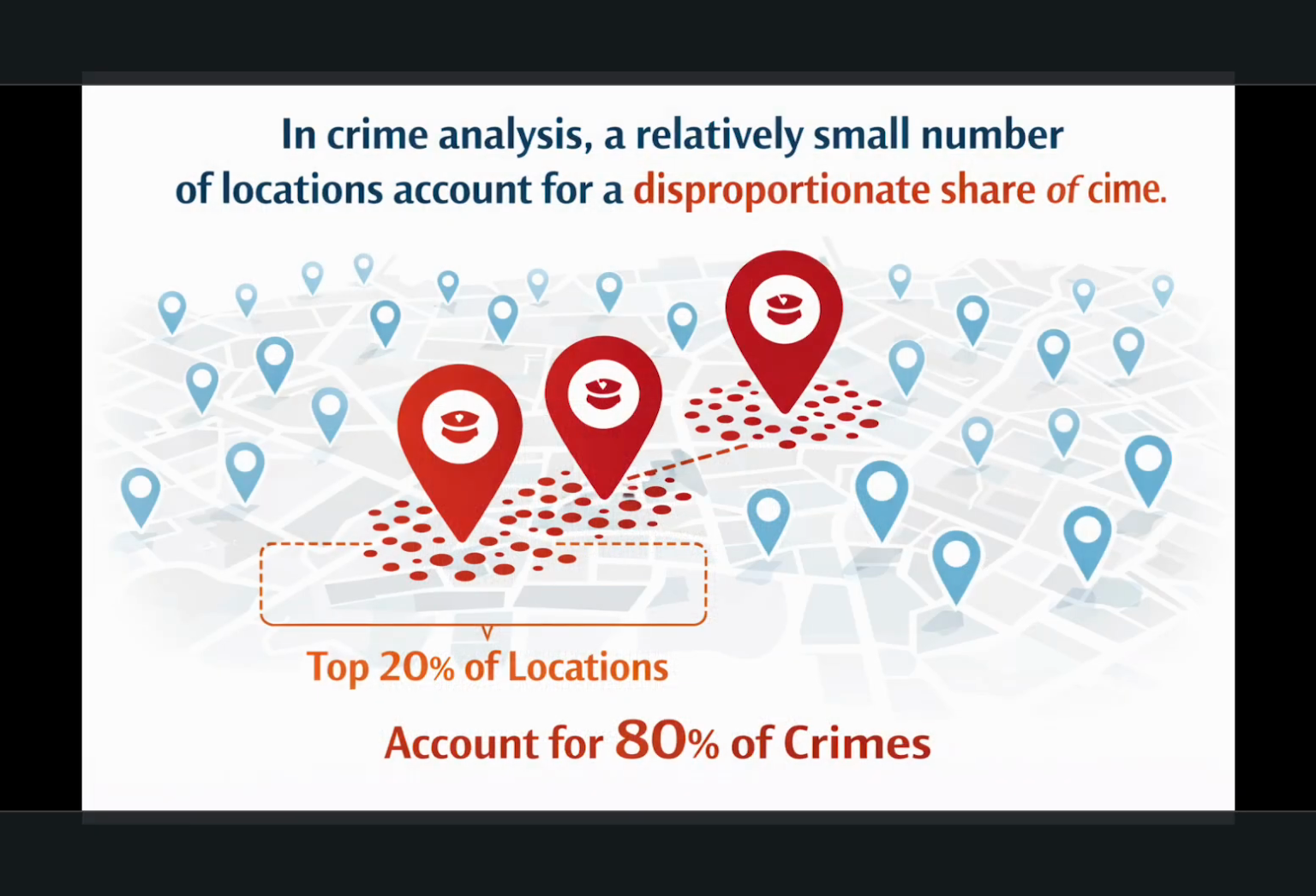What's useful about learning the 80-20 rule isn't the exact numbers it produces, it's the way it forces us to think more strategically about place. Instead of asking, where is crime happening, the 80-20 approach asks, where does crime concentrate? And just as important, how concentrated is it?